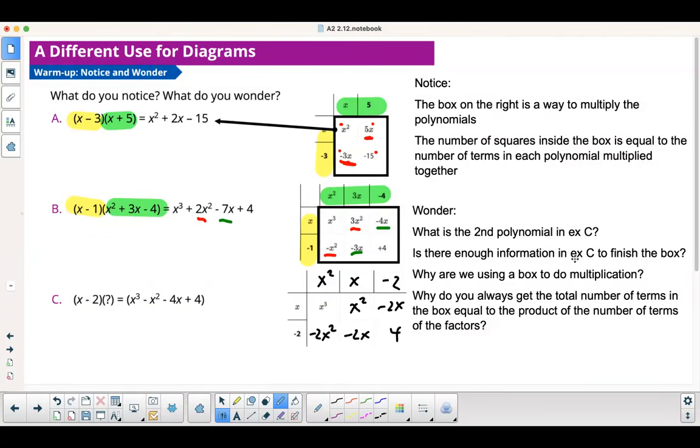So I guess we could answer that question. Is there enough information to finish the box? The answer is yes. Okay, what is the second polynomial for C? Actually, we answered that. So it would be x minus 2 times x squared plus x minus 2.